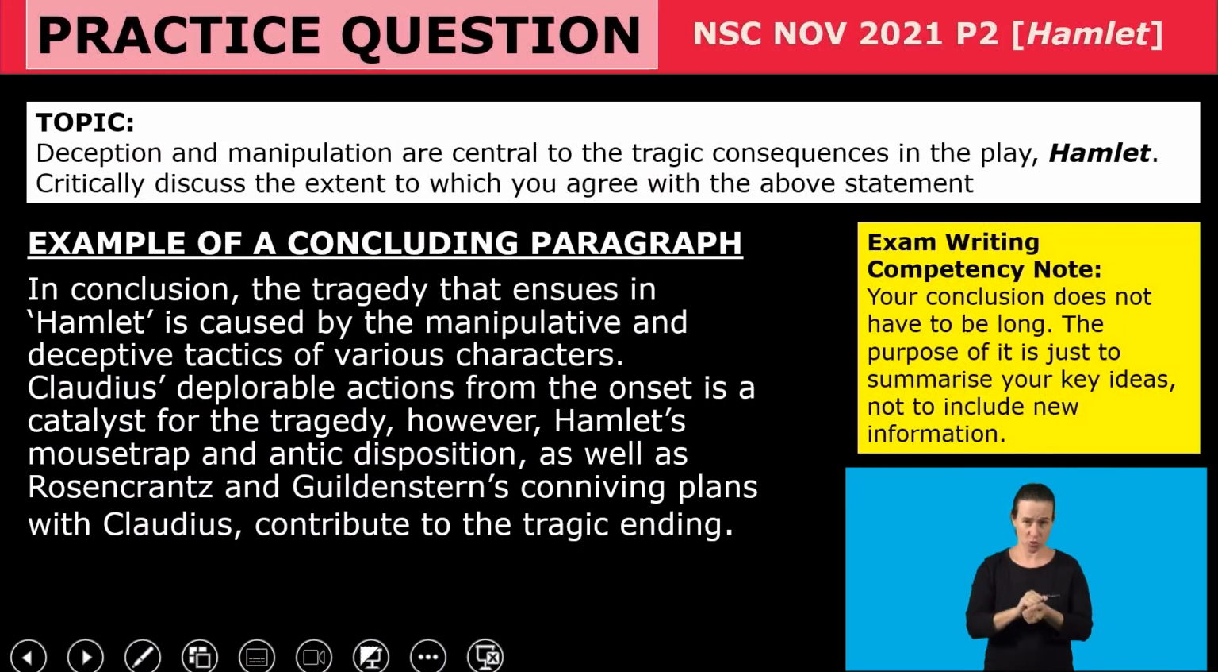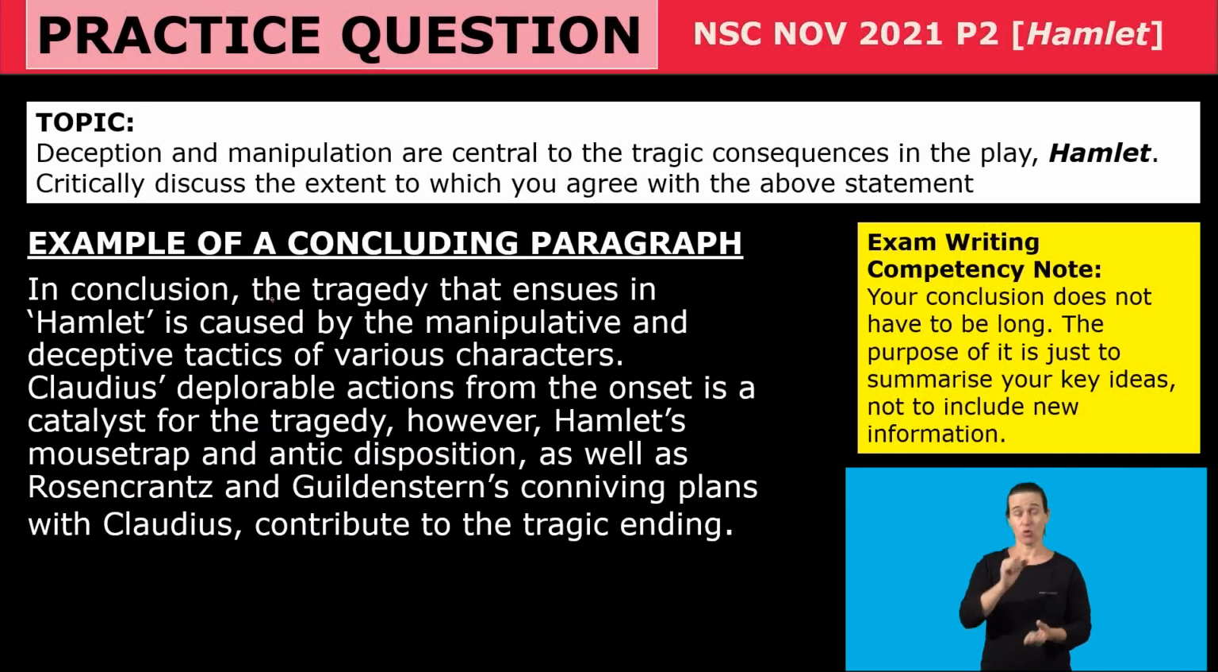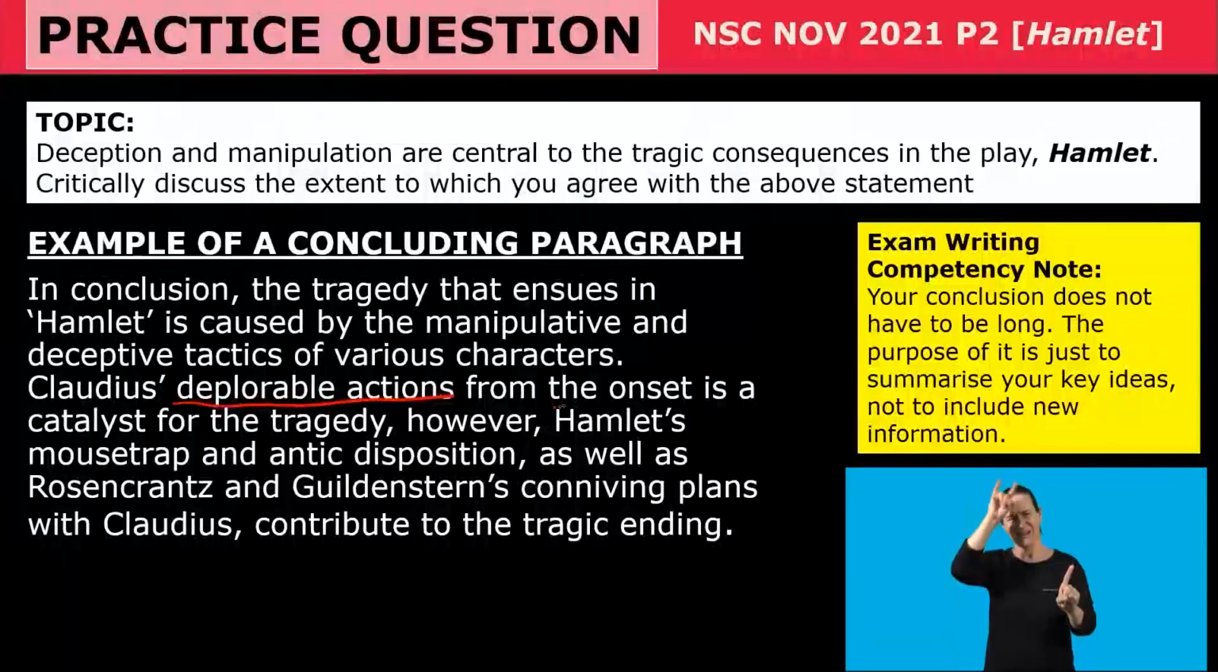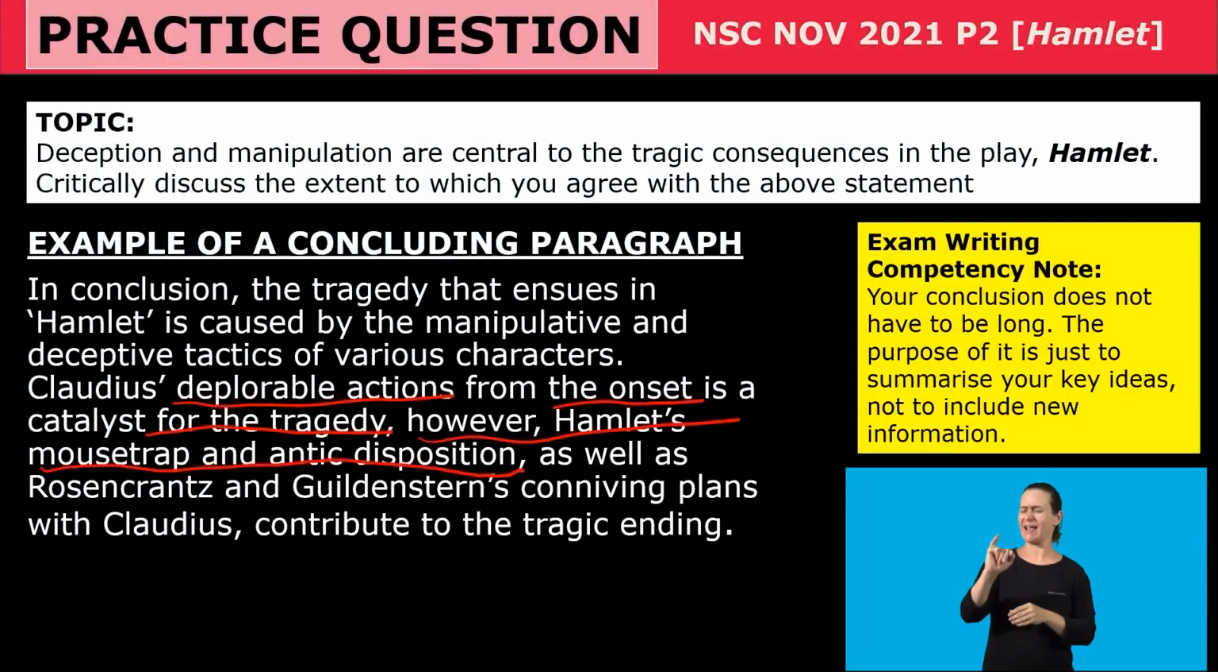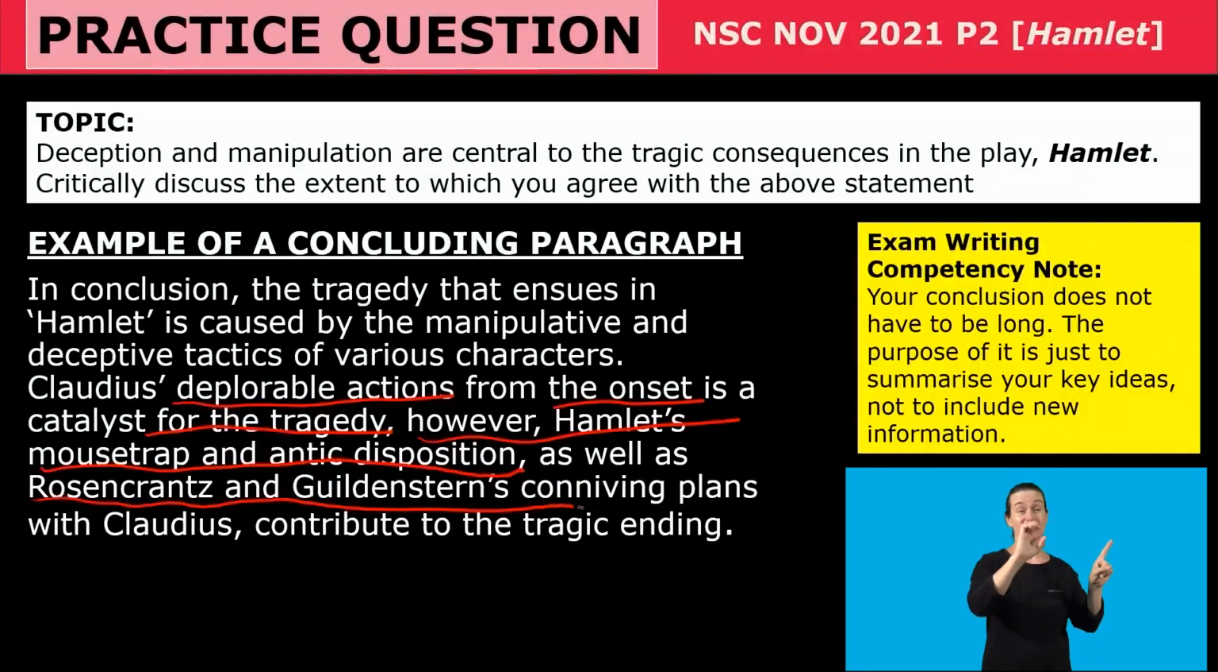Now for the conclusion. In conclusion, the tragedy that ensues or develops in Hamlet is caused by the manipulative and deceptive tactics of various characters. Claudius's deplorable actions, so that means his evil or vile or sinister actions, from the onset, so from the beginning, is a catalyst for the tragedy. However, Hamlet's mousetrap and antic disposition, so that is his facade of madness or insanity that he puts on, as well as Rosencrantz and Guildenstern's conniving plans with Claudius, contribute to the tragic ending.